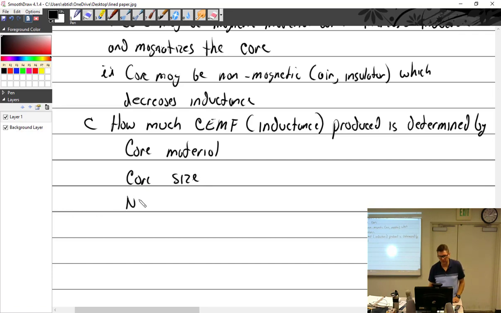number of turns. I would say the bigger the core, the more counter EMF. If you have a very small one, it wouldn't make sense, you wouldn't get a lot. Number of turns, a turn is simply how many times you went around something. How many coils you have. More coils, the more inductance. And size of wire.